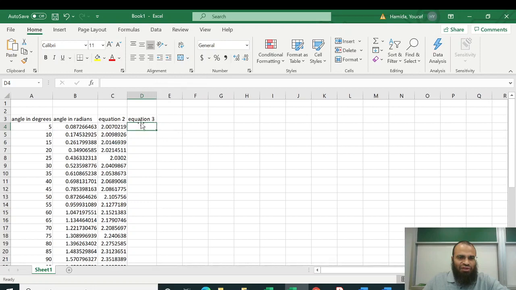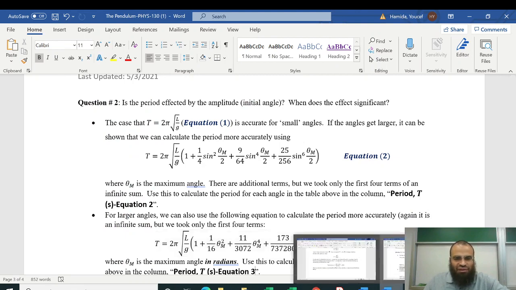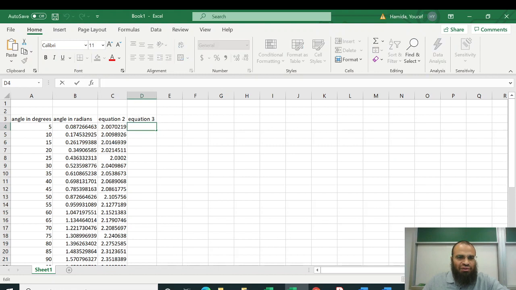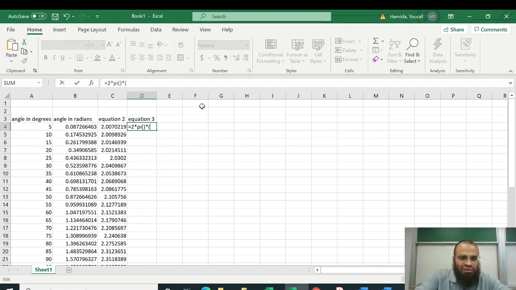So the period from equation 3. Here is equation 3. Same thing, 2 pi square root of L over G, and then this stuff here. So we can put, equals 2 times pi times, to the 0.5, meaning square root, L over G. L is 1, 9.81 for G. So that's that part. I'm done with that part.